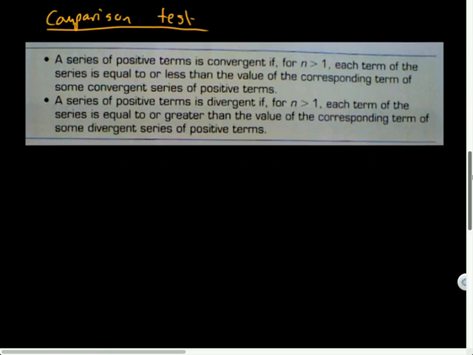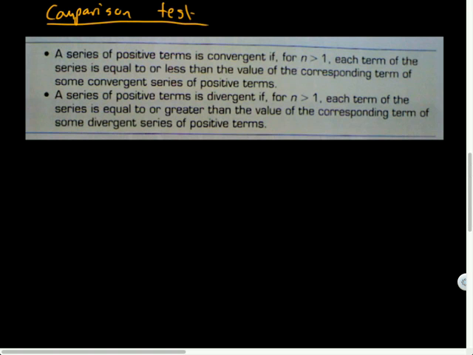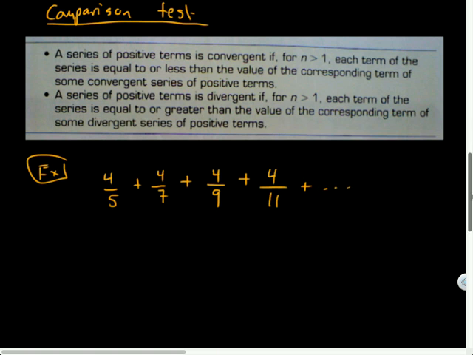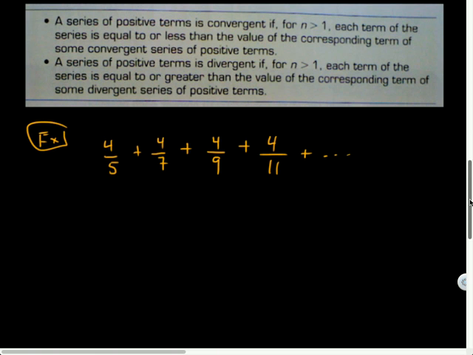So let's actually do this. Let's do an example. Example: use the comparison test to determine whether the series is convergent or divergent. So let's say this is my series: 4/5 plus 4/7 plus 4/9 plus 4/11 plus... Okay? Sometimes it's valuable to figure out what the nth term might be on this. So, what appears to be a sub n?